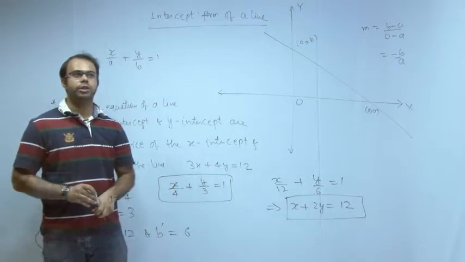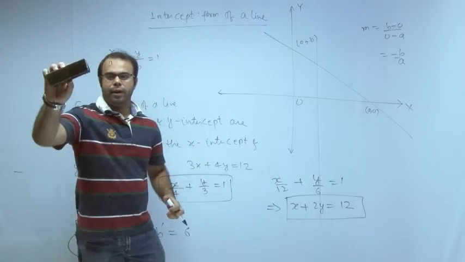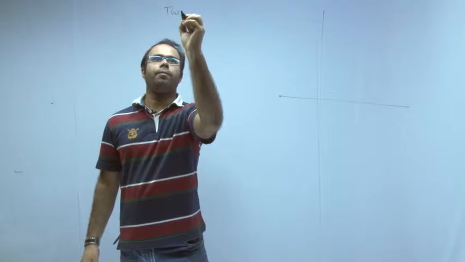Fine. So this is the intercept form of a line. Now we come to the 2-point form of a line.